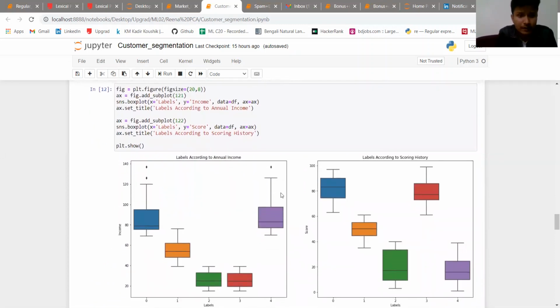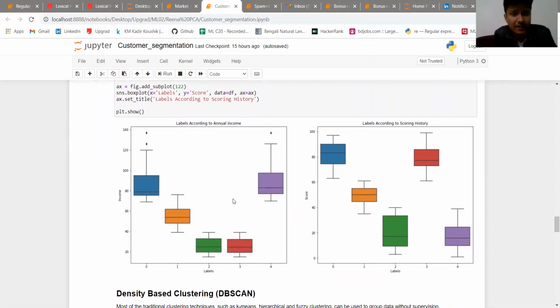Okay, now let's draw a box plot here. So this is the code for it. Now when we have a box plot, we can find some very interesting insights here. This is the relation of income and label, and score and label. So this blue box shows customers with high income and high spending behavior, and this is the median value here. The income median is around 80, and the spending median here.